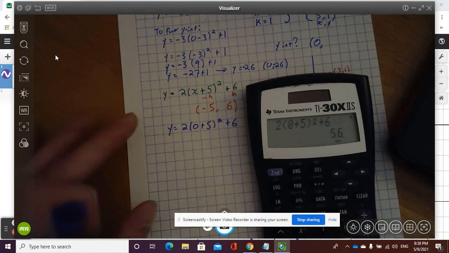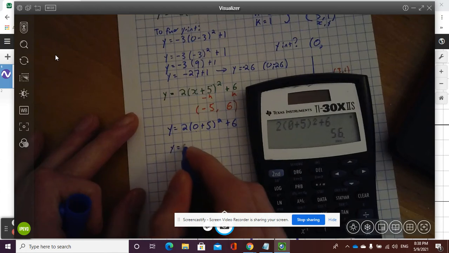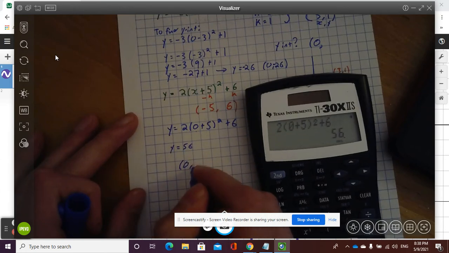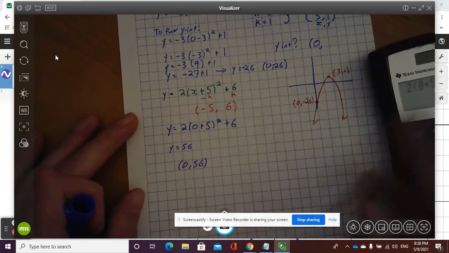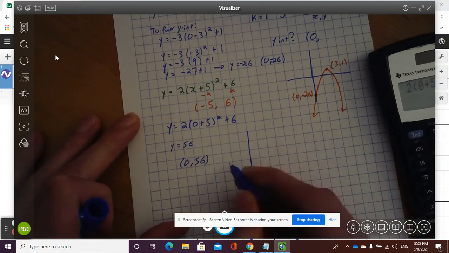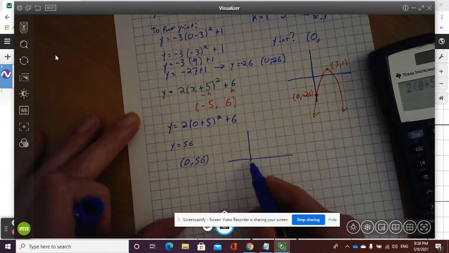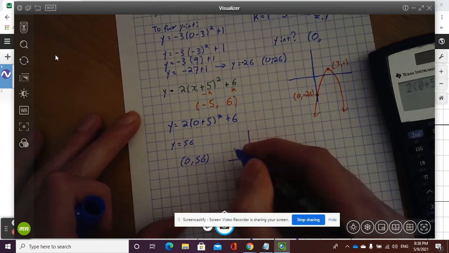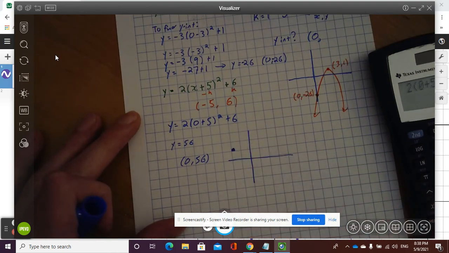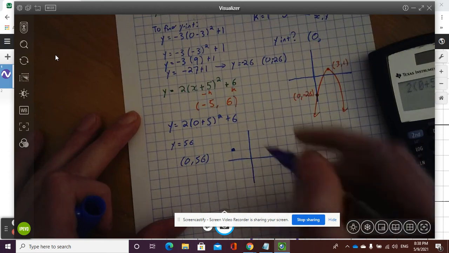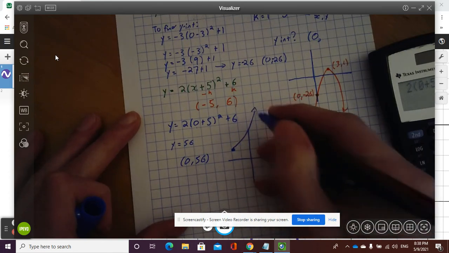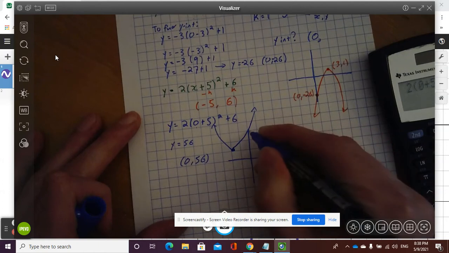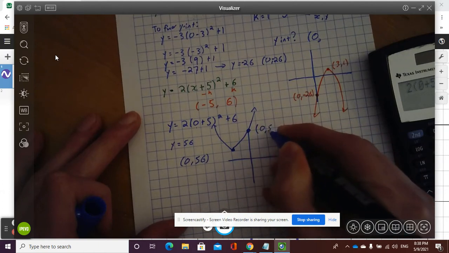And so my y-intercept this time is 56. And so again, I could make a sketch. Again, it's not to scale, but it's a rough sketch. This time my vertex, the point where it changes direction, is 5 to the left and 6 up. So we definitely know it's in quadrant 2. And it's going to cross the y-axis at (0, 56).